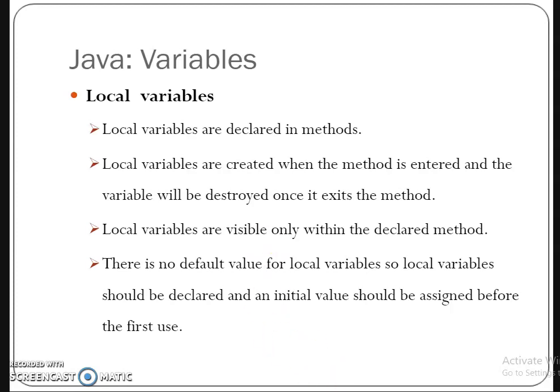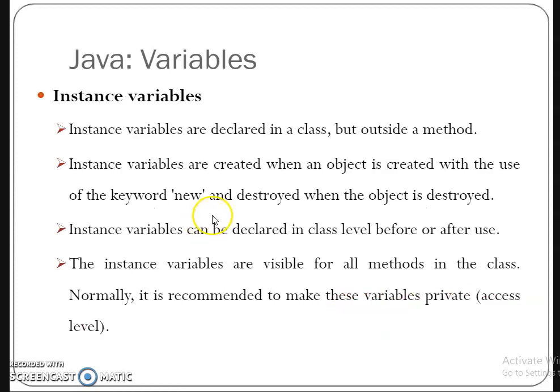But the instance variables are created when an object is created for the class, and then destroyed when the object is destroyed. Instance variables can be declared at class level, before or after use. The instance variables are visible to all methods in the class. Local variables are visible to a particular method only, but the instance variables are visible to all the methods of that class. Normally, it is recommended to make these variables private. That means the access level is private.